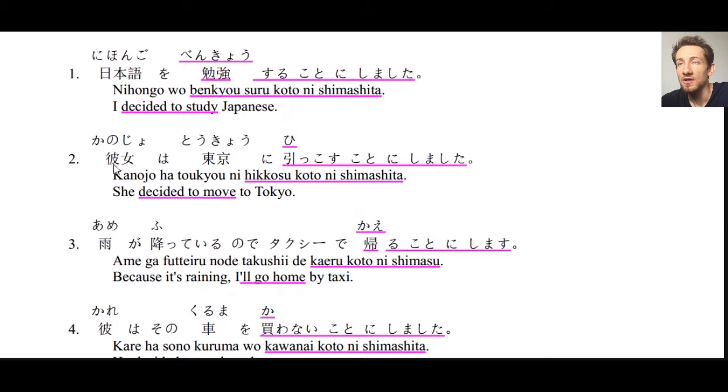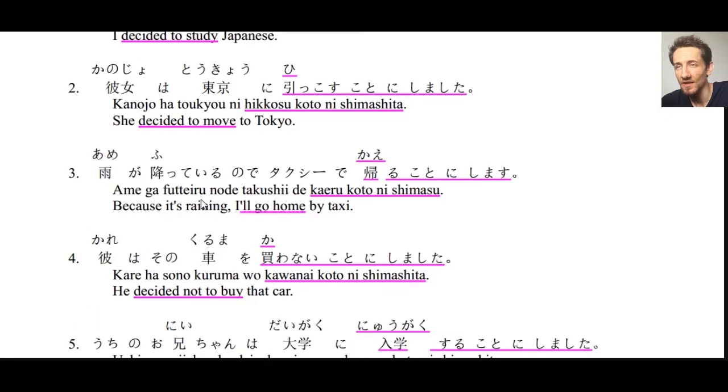Number 2. 彼女は東京に引っ越すことにしました。So she decided to move to Tokyo. Again, we have the past tense. Number 3. 雨が降っているので、タクシーで帰ることにします。So because it's raining, I'll go home by taxi. So here we have the mas form of する。帰ることにする。帰ることにします。Will decide to go home.